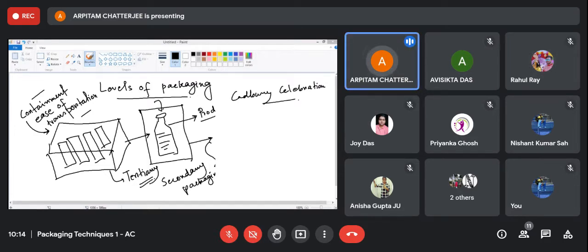Right. Anything else? Can we call it tertiary packaging?